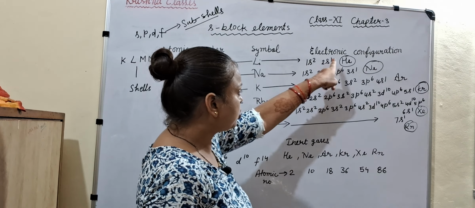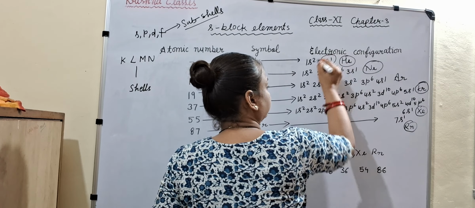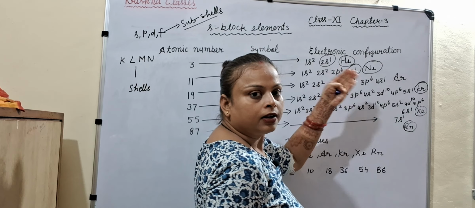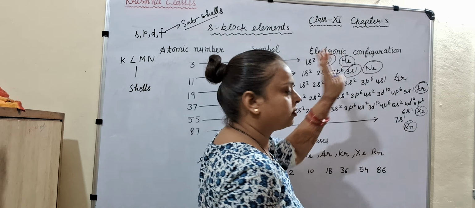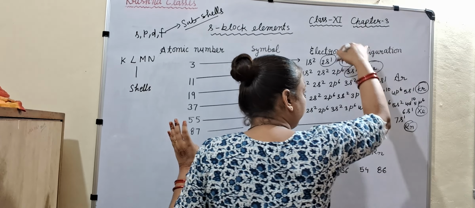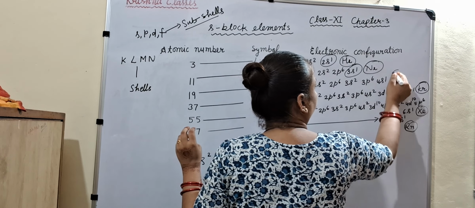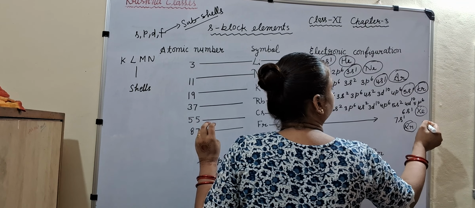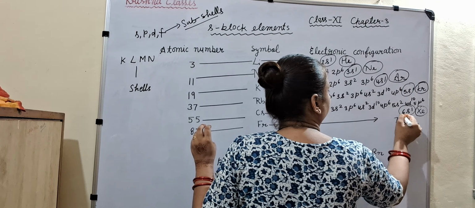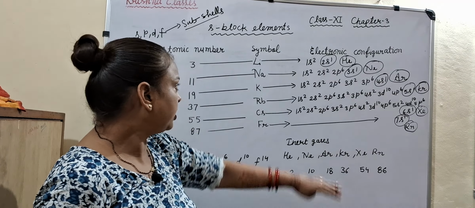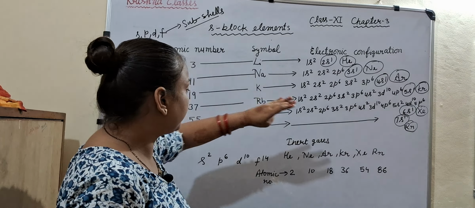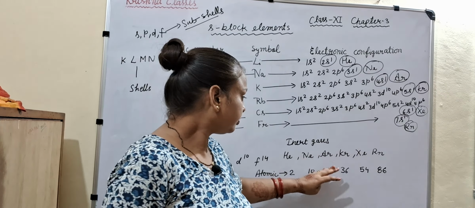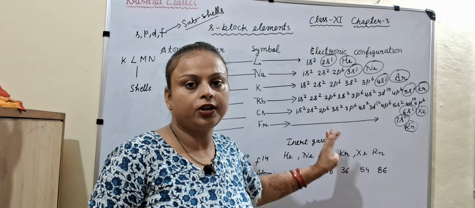Look here, 1s2 2s1, 3s1. When they lose 1 electron, the last shell becomes completely filled. Argon 4s1, krypton 5s1, xenon 6s1, radon 7s1. So these are the electronic configuration of s block elements, and how they are connected to inert gases is also discussed here.